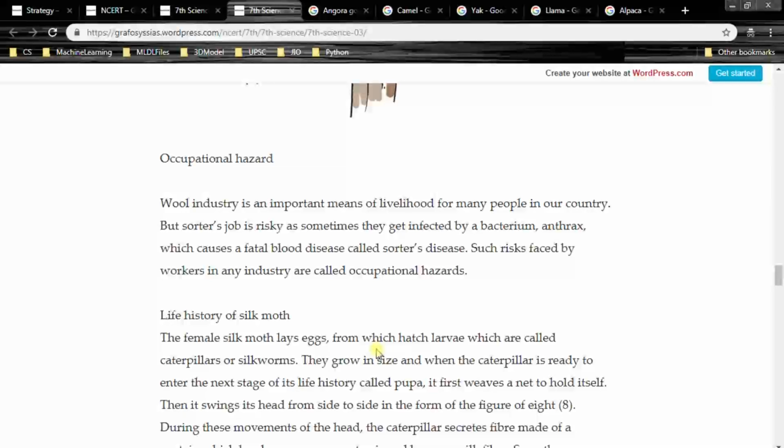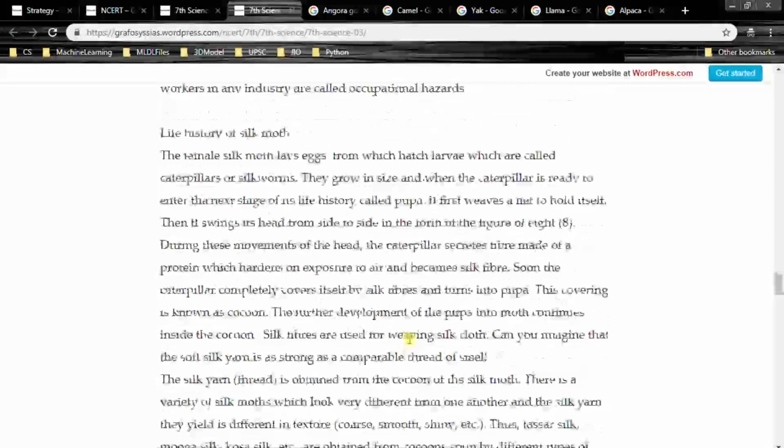While they are working, they may be affected by some bacteria or some chemicals, or due to some mechanical malfunction of machines. So these are called occupational hazards, right? In this particular wool industry, they are affected by bacteria or anthrax. So these are actually a fatal blood disease, and this is also called as sorter's disease, right?